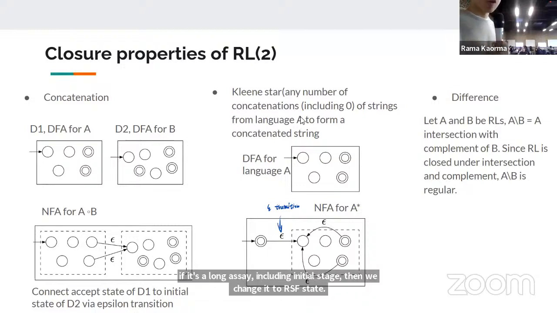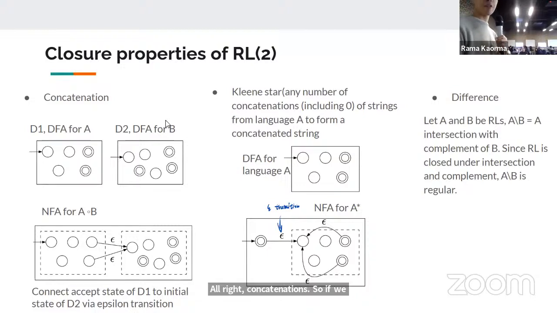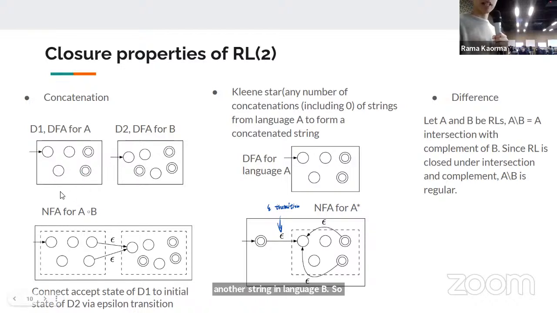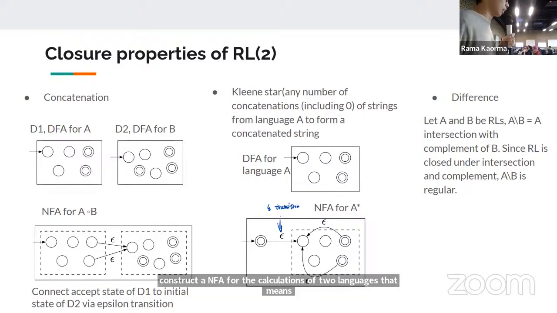All right, concatenation. If we have a DFA for language A and a DFA for language B, they call them D1 and D2 here. Concatenation means we take a string from language A and concatenate it with another string in language B. So we take the DFA D1 first, and then we connect the accept state of D1 to the initial state of D2 by an epsilon transition. And then we remove the accept state in D1 because we just want to accept if it reaches the accept state of D2. So this is concatenation, and we can see that we can construct an NFA for the concatenation of two languages. That means regular languages are closed under concatenation.